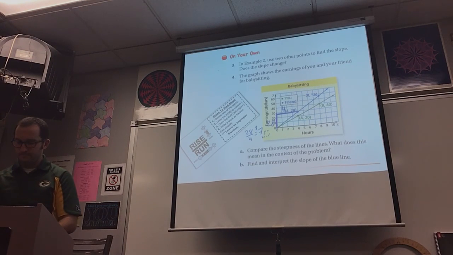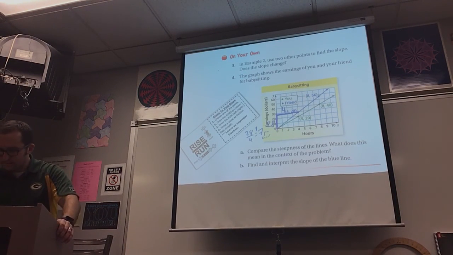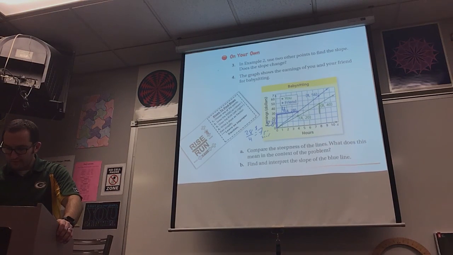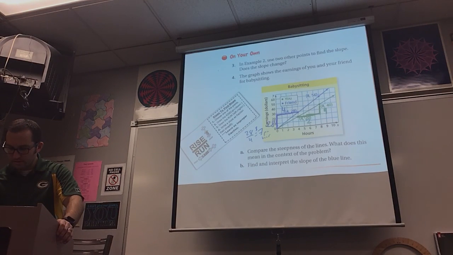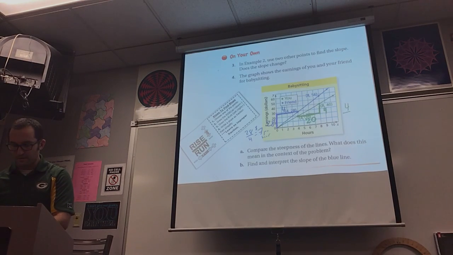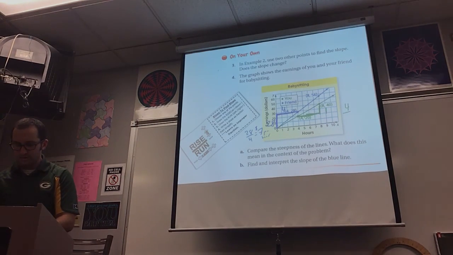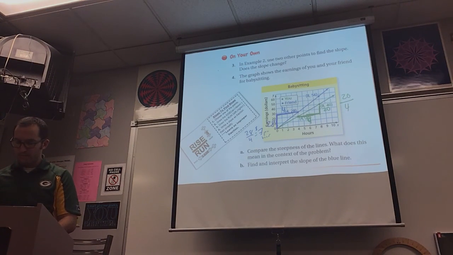What's mine? Well, let's compare. Let's go here. How far do we run? 4. How high do we rise? 20. So, rise over run. Excuse me, I have that backwards. We run 4, we rise 20. Sorry about that. So our pay rate is $5 per hour.